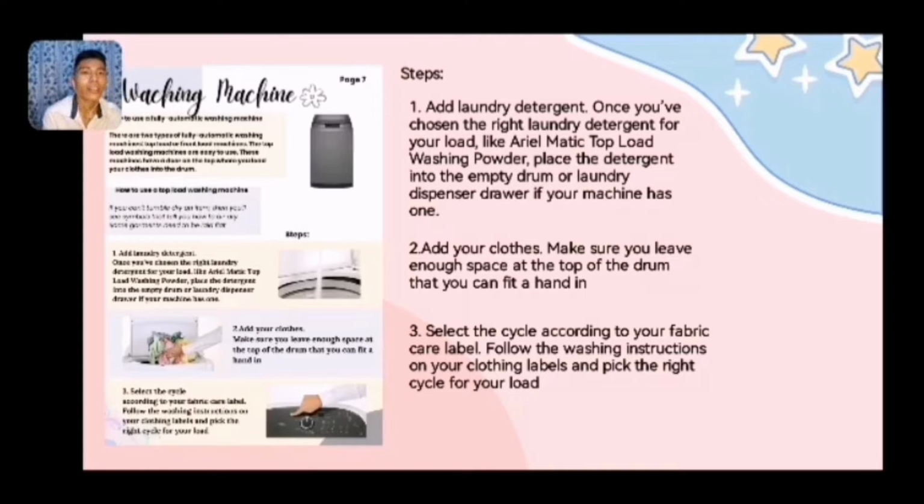And the third step is select the cycle according to your fabric care level. Follow the washing instructions on your clothing labels and pick the right cycle for your load. So kanang mga spin cycle, depende sa atong panglabhan, like kanang sa karsones. Kung sa karsones, mas kusog-kusugan nimo ang spin cycle sa imong washing machine kay baga man tong tela, unlike sa mga t-shirt nga nipis ra, hinay-hinayon lang nimo ang spin cycle, magdepende sa imong labhan nga mga labhonon.